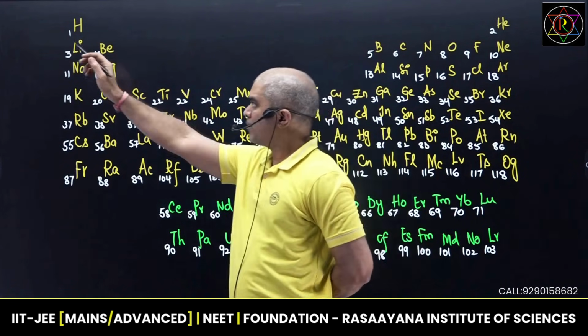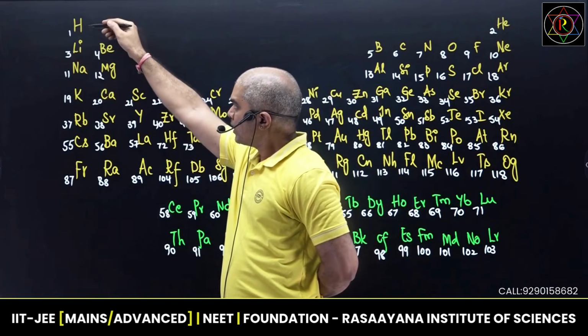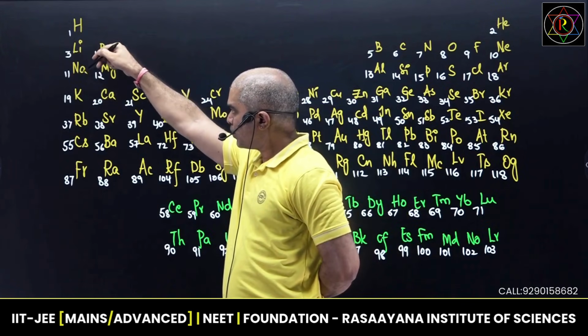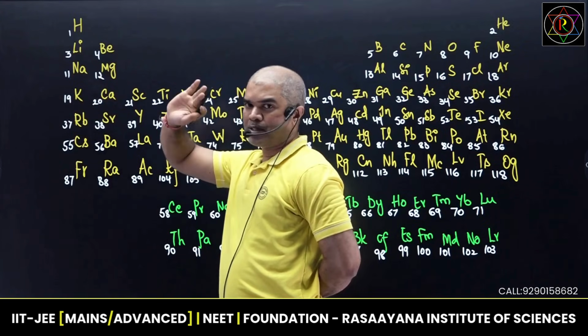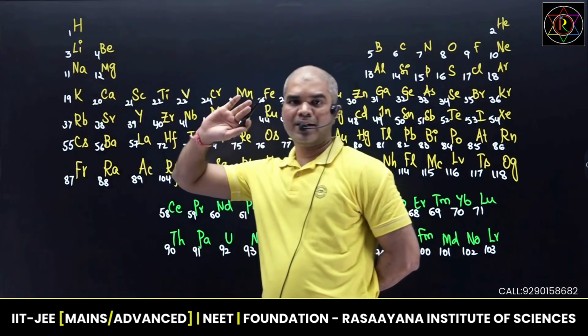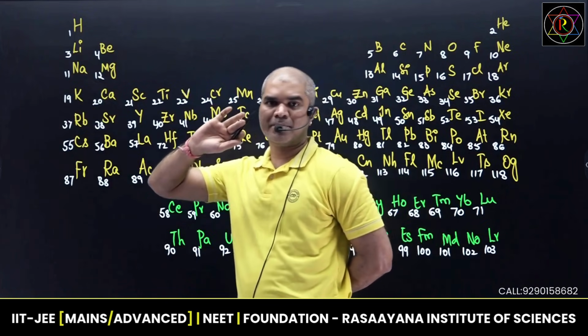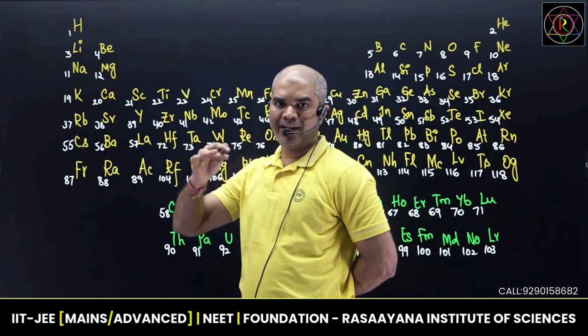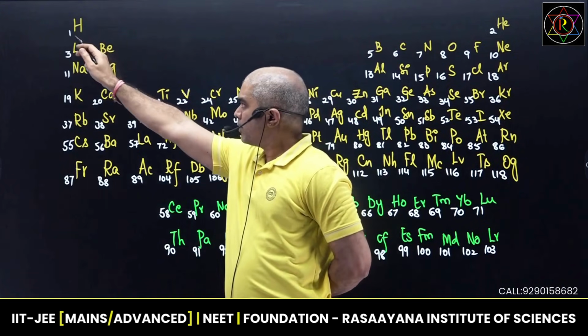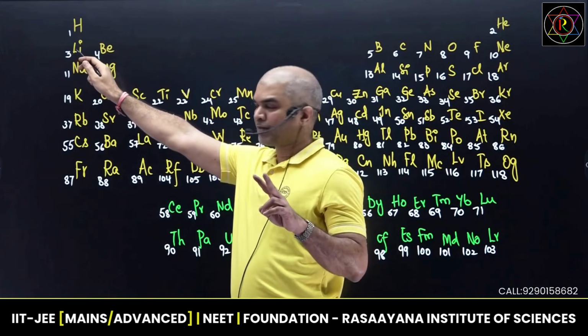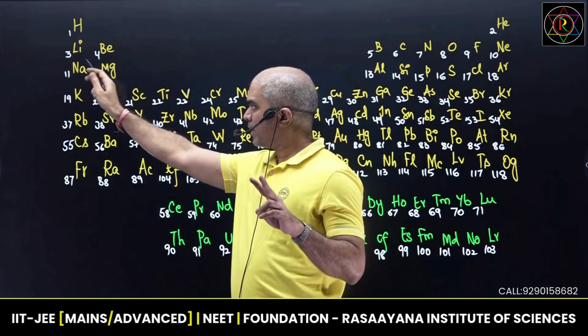But let us read out the elements. In the first group we have hydrogen, lithium, sodium, potassium, rubidium, cesium and francium. The easiest way to number is 2, 8, 8, 18, 18, 32. You just remember these numbers. If you can remember these numbers, the difference between hydrogen and lithium is 2. The next difference will be 8 elements.